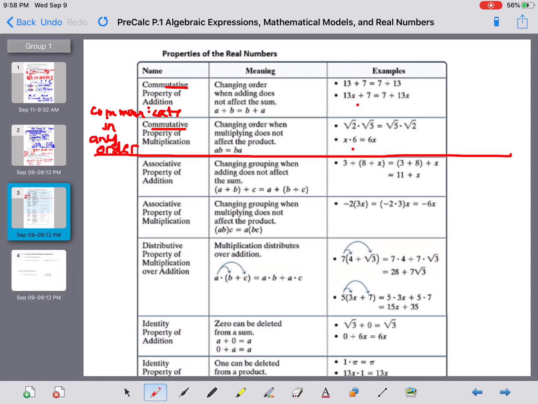The same with multiplying. I can take 6 times 5 or 5 times 6. I just need to do the multiplication. So if I can switch the order in which I write it, it's fine.